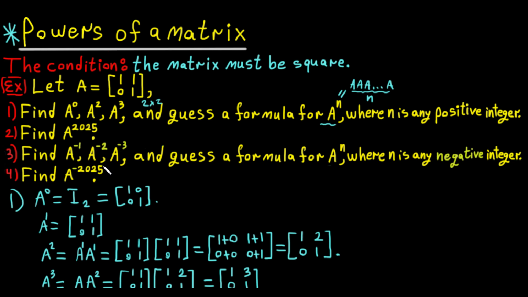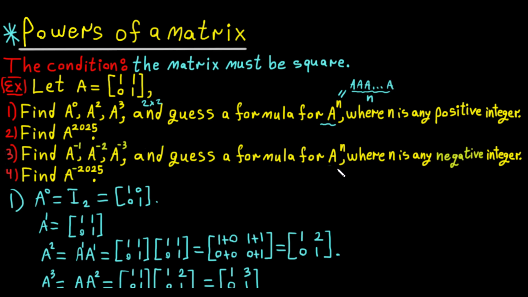In this video, we'll focus on the negative powers of a matrix. From the previous video, we have known that A^2 means A multiplied by A, and the same thing, A^3 means A multiplied by A multiplied by A. And of course, A^n means the matrix product of n copies of A.